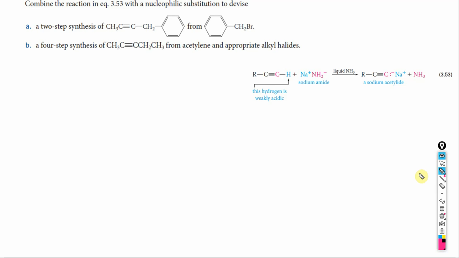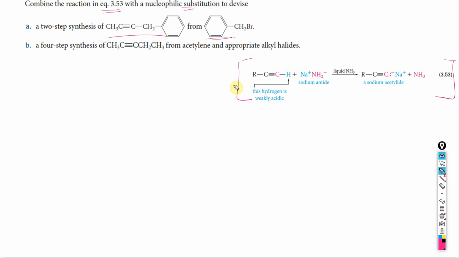So in this problem, you are going to use a sequence of multiple reactions you have seen earlier to make a product that is asked here. So combine reactions in equation 3.53 with a nucleophilic substitution reaction to produce this product. This is what the question says, right? Equation 3.53 is the equation that I have shown here, and this is one of the reactions that was discussed in chapter 3.